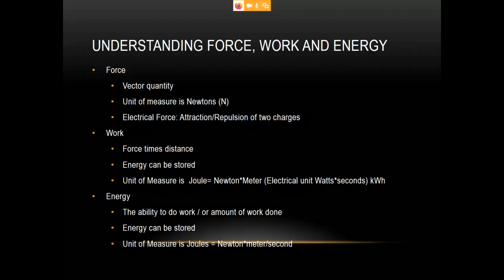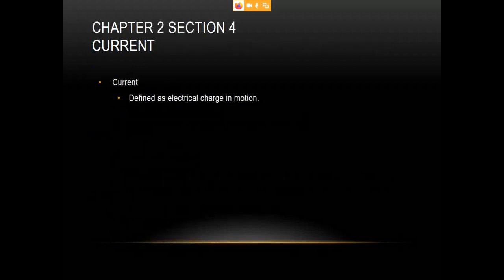So work is defined as force times distance, okay? And so it's how much did you actually make something move. And so that's the definition of work.